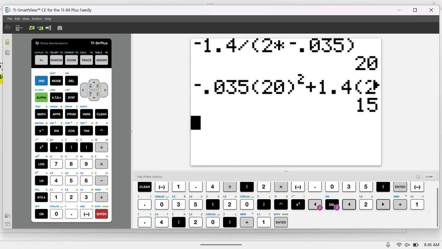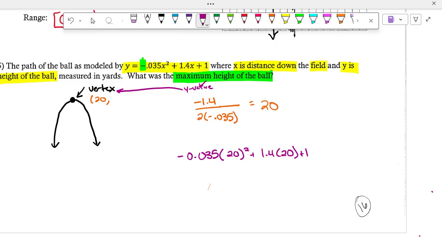We should get 15. So make sure when you're typing it into your calculator, you use the appropriate parentheses. Your calculator should automatically do PEMDAS. But make sure you put at least the 20 in parentheses when you square it so that it doesn't actually include the negative 0.035 in the square. So this is 15. So what's my maximum height? 15 yards. Good.